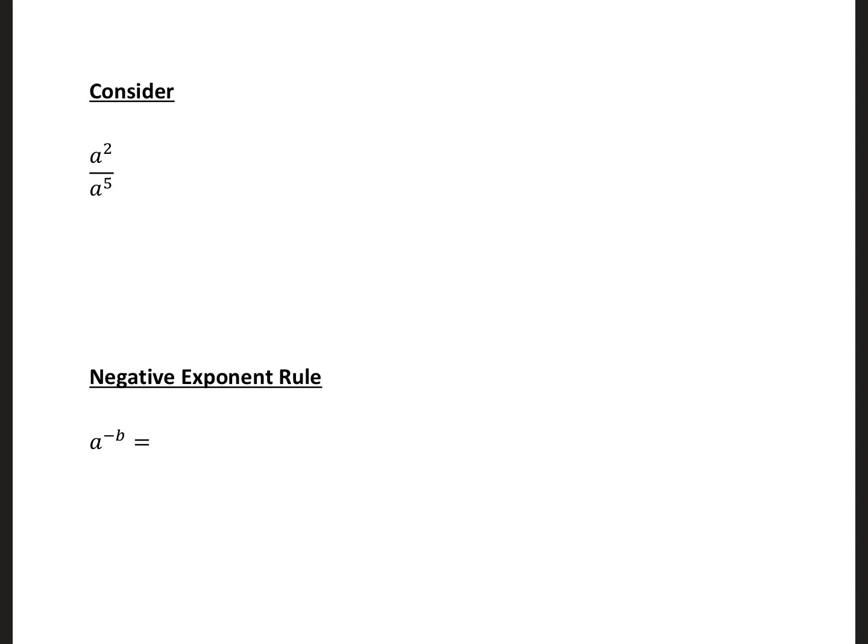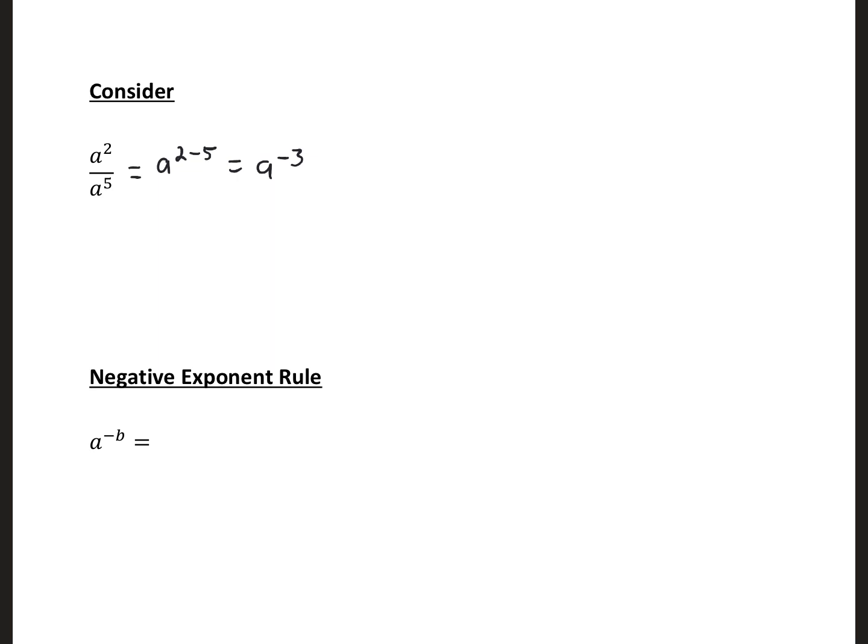Let's now consider the expression a squared over a to the fifth power. From our previous quotient rule, we learned that this could be rewritten as a to the 2 minus 5, which would result in a to a power of negative 3.